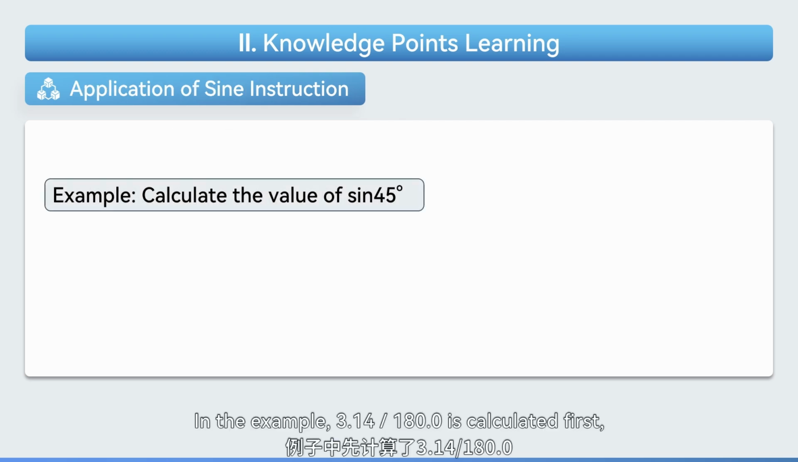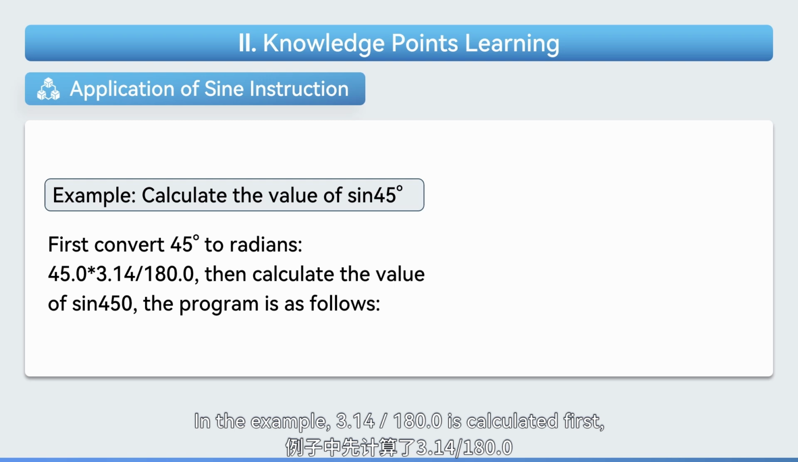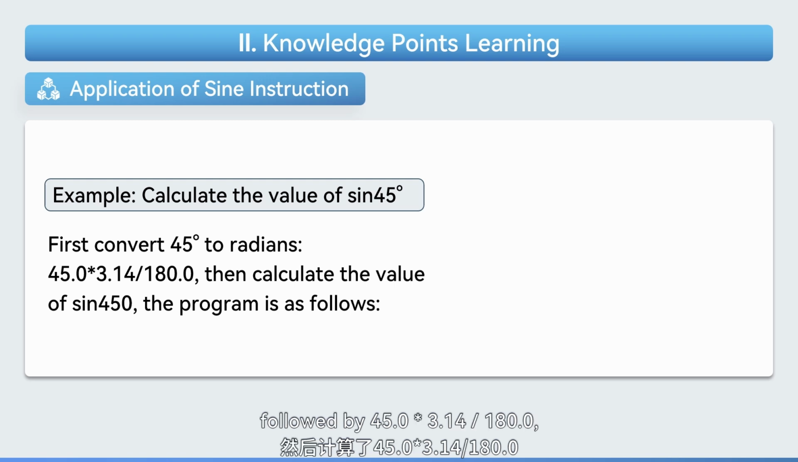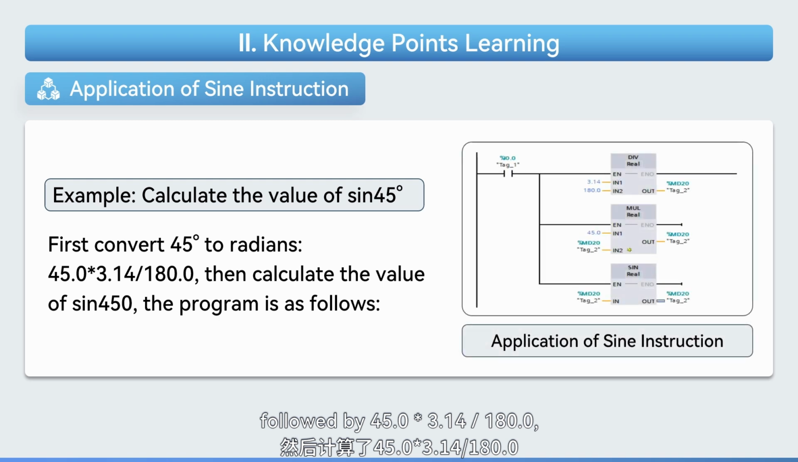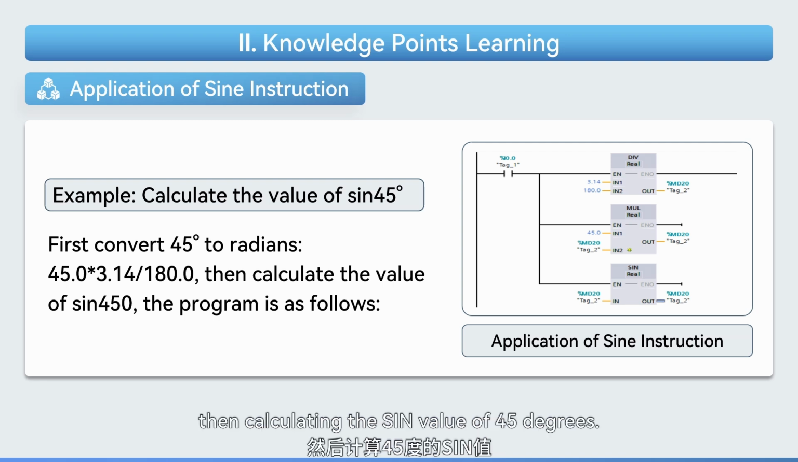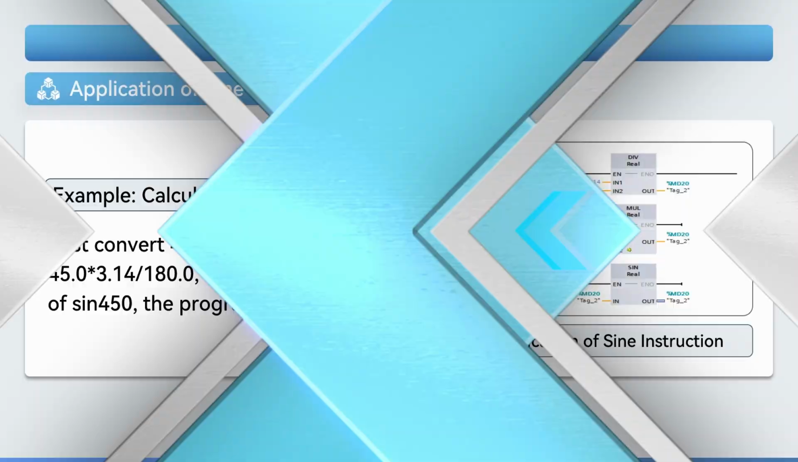In the example, 3.14/180.0 is calculated first, followed by 45.0 times 3.14 divided by 180.0, converting 45 degrees to radians, then calculating the sin value of 45 degrees.